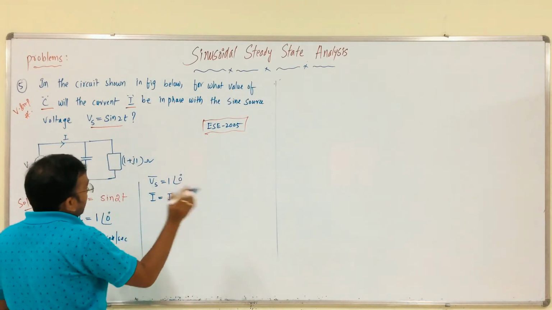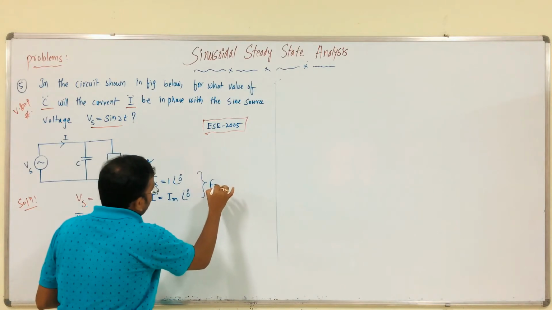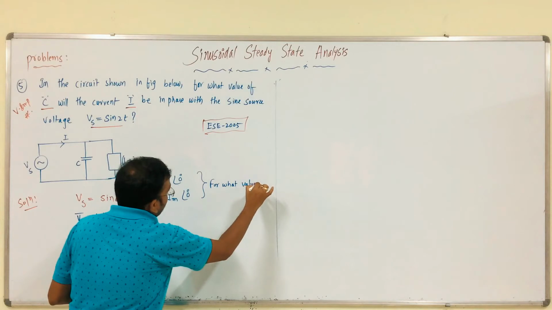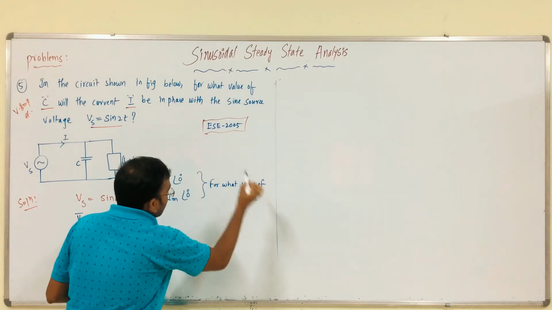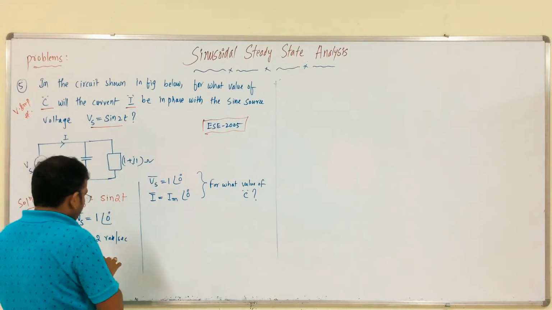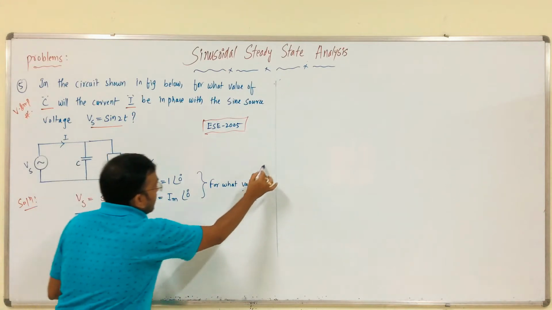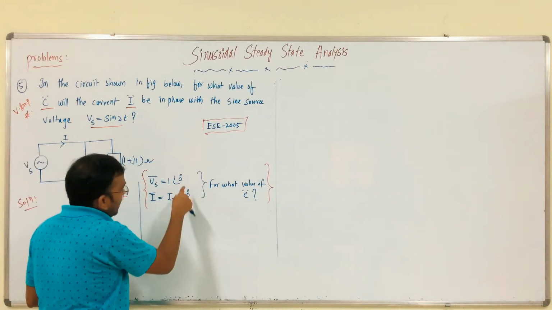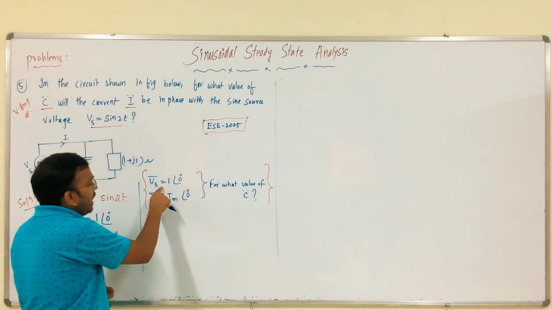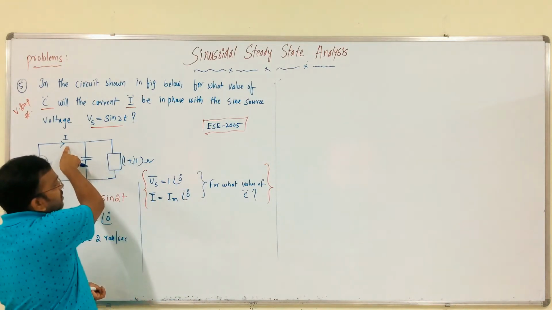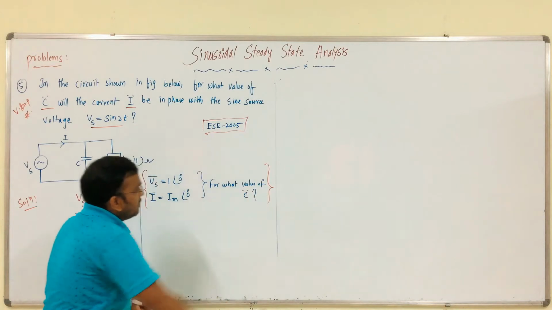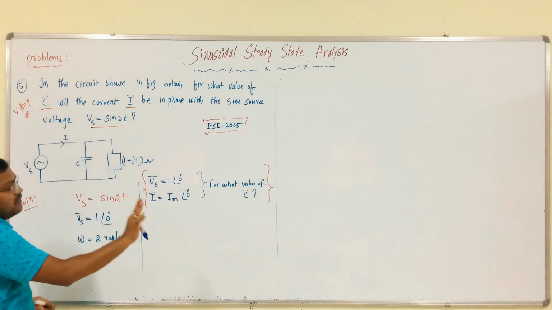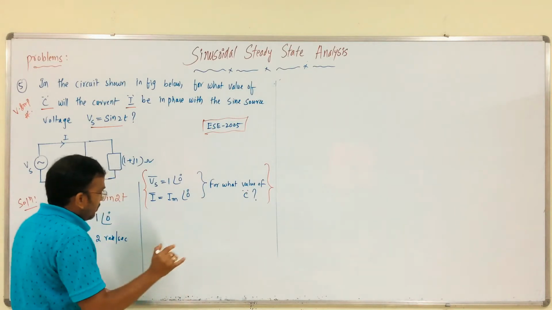So, for what value of C. This is the perfect statement for the problem. See, to get in phase, to get 0 degrees phase angle between voltage and current, we have to calculate the value of C. For what value of C should the phase angle between current and voltage be equal to 0?